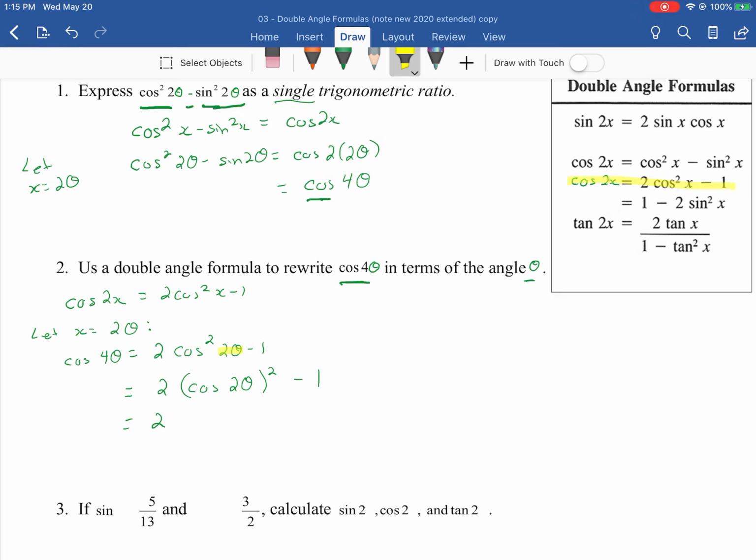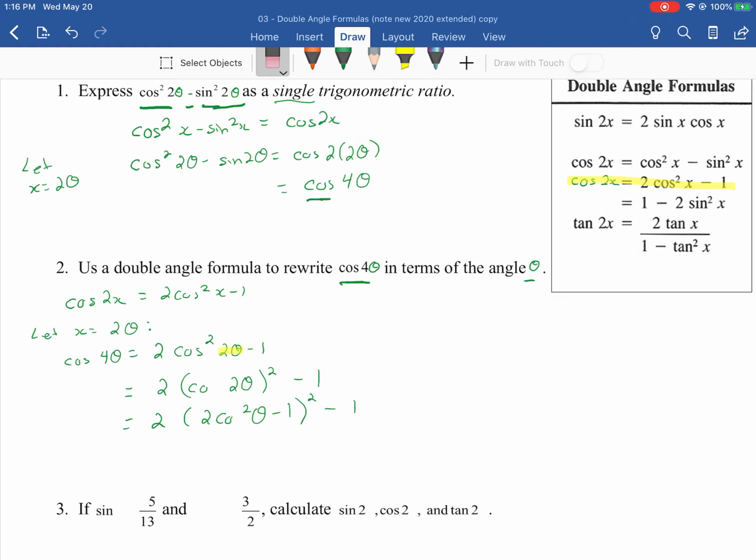So now I'm going to take this cos of 2 theta I got, and I'm going to replace it with the same thing I just did with cos 2x again. I'm going to use this formula and say, okay, I'm going to replace cos 2 theta with what I've got for my cosine double angle formula, which is 2 cos squared theta minus 1. I've just replaced that.